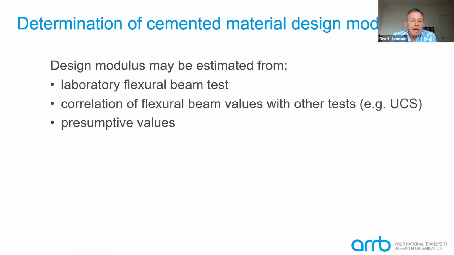So coming back to the methods that we use to determine the design modulus, there are three processes that we provide. The first one is laboratory flexural beam tests. We also have a method to estimate the modulus from the Unconfined Compressive Strength, UCS. And then we have some presumptive values in the guide. If you don't have any test results on your particular material, there are some values to presume for different qualities of materials.